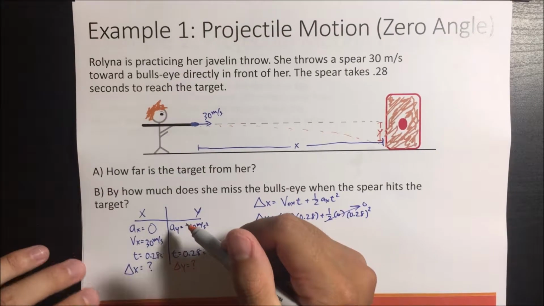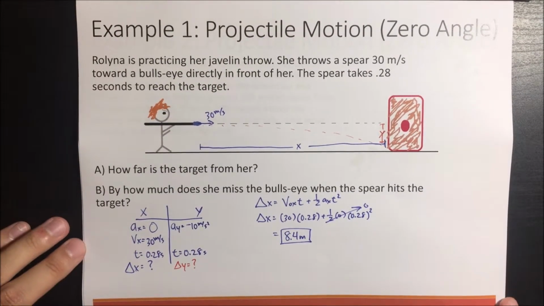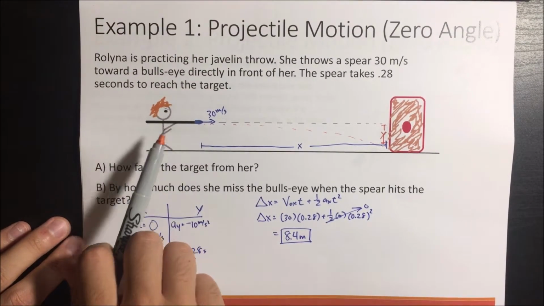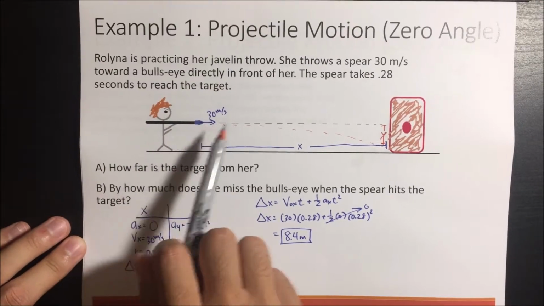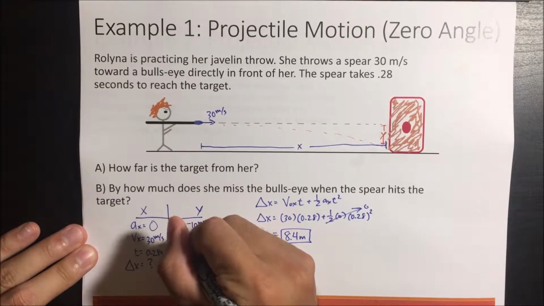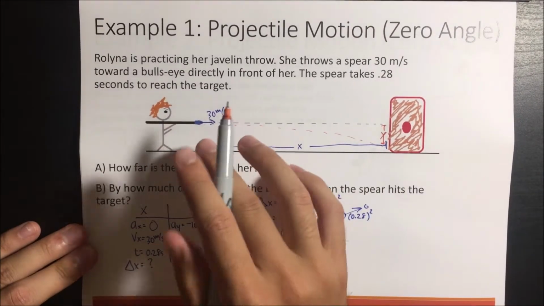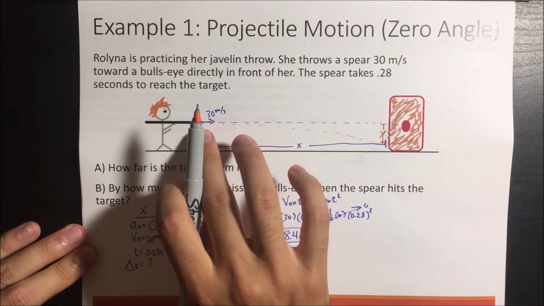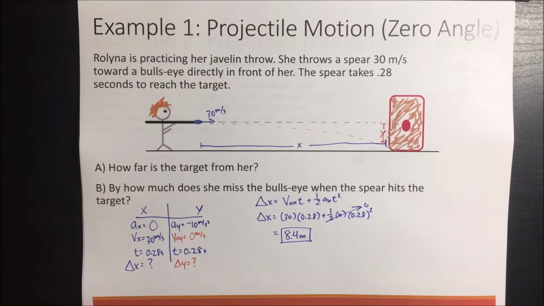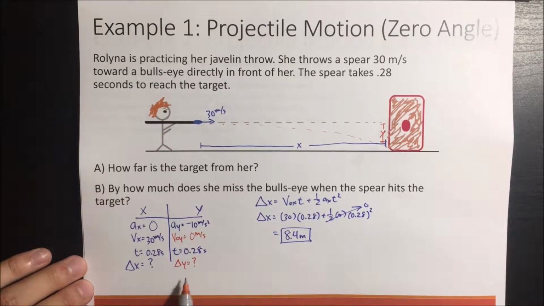However, we only have two pieces of information. So this is a little bit of a trick, or something to know: whenever something is being thrown directly horizontally like this, that means we also know the initial velocity in the y direction. At the beginning, the initial velocity in the y direction is going to be 0 meters per second. So now, using this information, we can find the displacement in y.